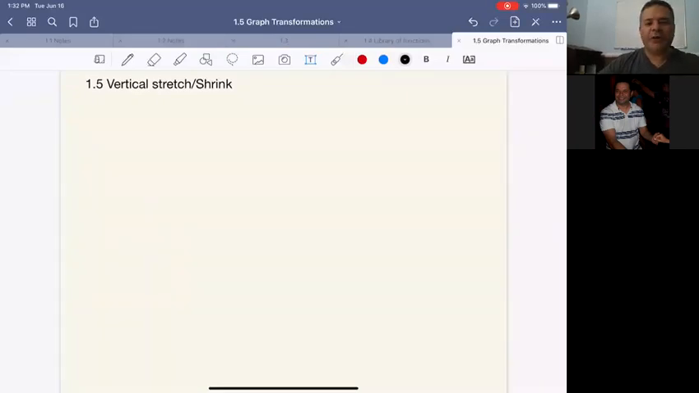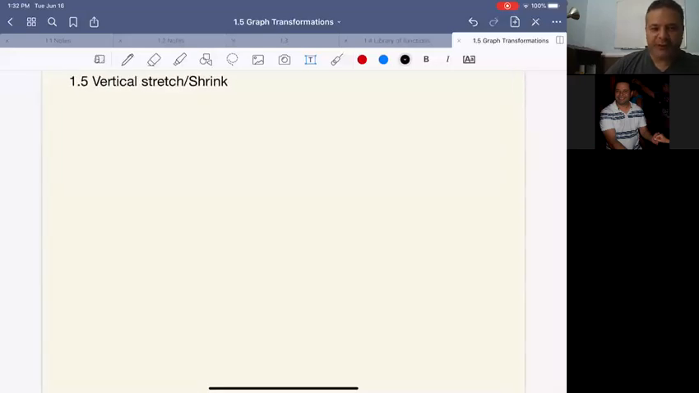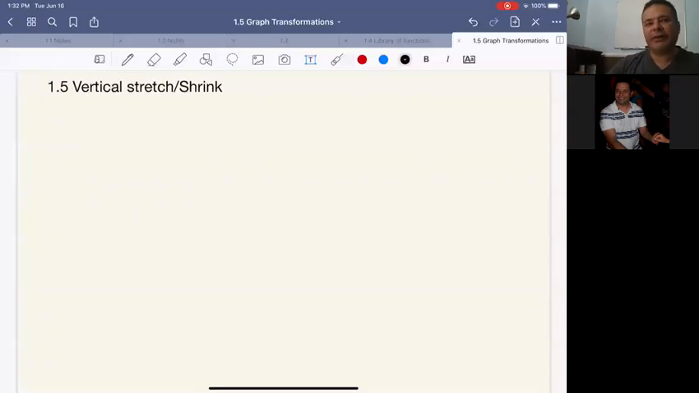We're doing vertical stretch and shrink. Okay, vertical stretch and shrink. So, what this is, I'm going to actually talk about it a little bit more in the abstract sense first.